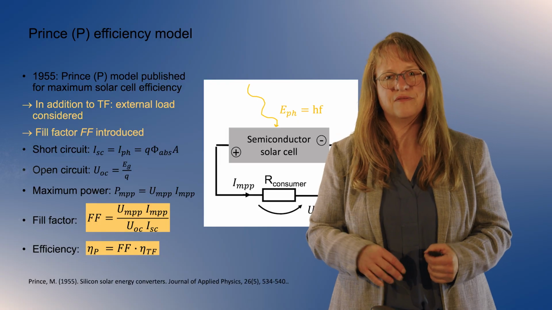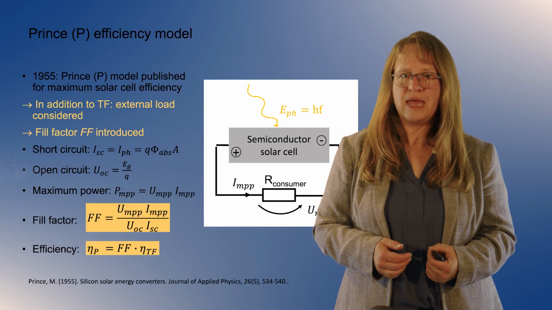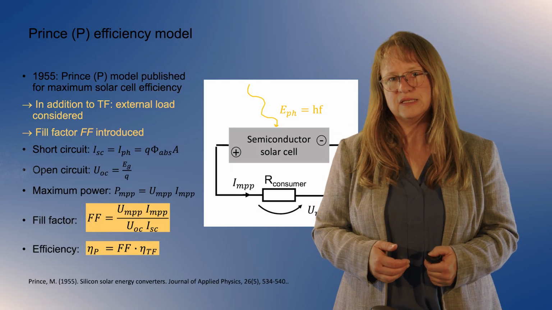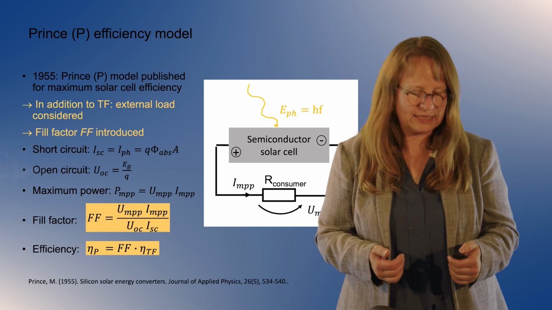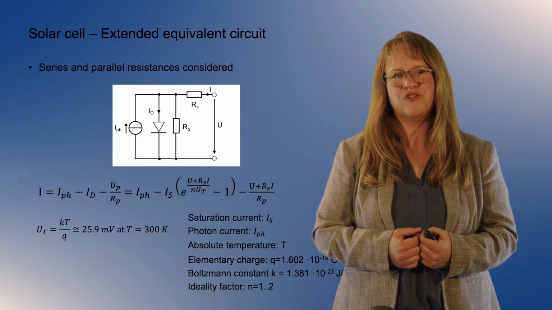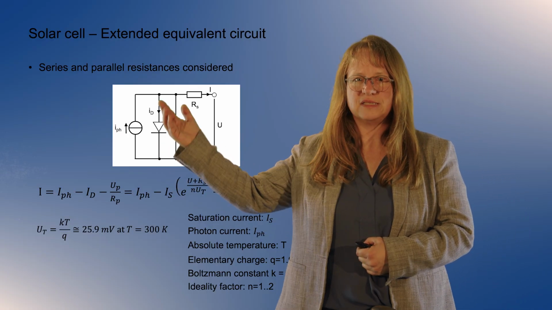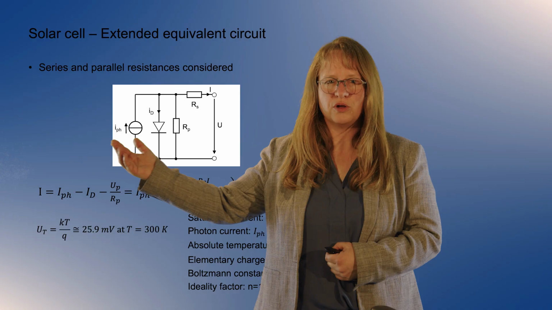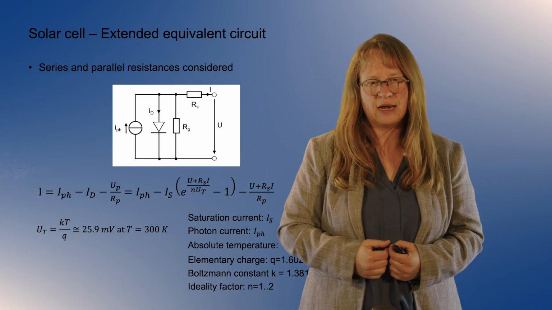I showed you in the last video the very simplified diode model, and this is actually a very ideal model. Already in the early 1955 paper, Prince suggested a more elaborate model that is more realistic in terms of how solar cells behave. That is what I call the extended equivalent circuit model. It has again this diode and the constant current source, but additionally two resistors are added in.